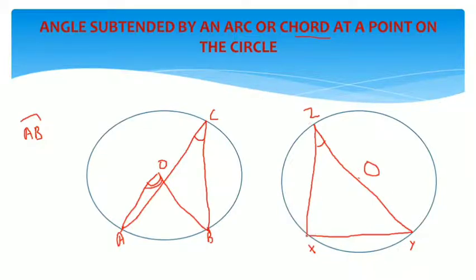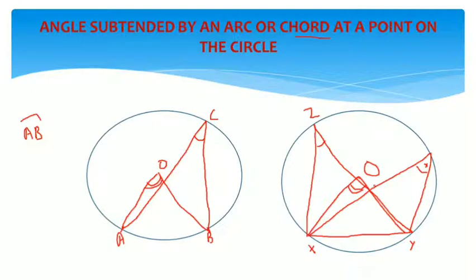Similarly, if I want to see at the center, I will join these end points with the center like this. So this is the angle subtended by this chord at the center. The same way if you take any other point like here, just join these endpoints of the chord with that point, and whatever angle is made, that is the angle subtended by a particular chord at that point on the circle. So this way we can understand the meaning of angle subtended by an arc or chord.